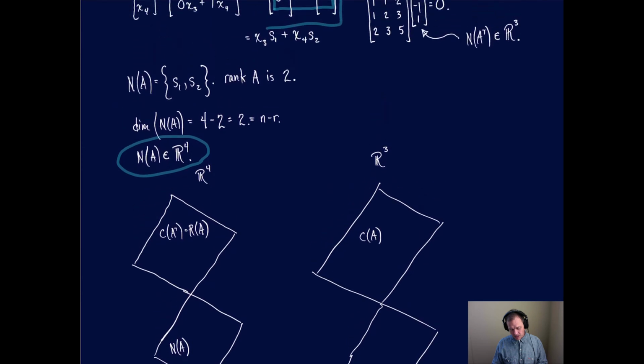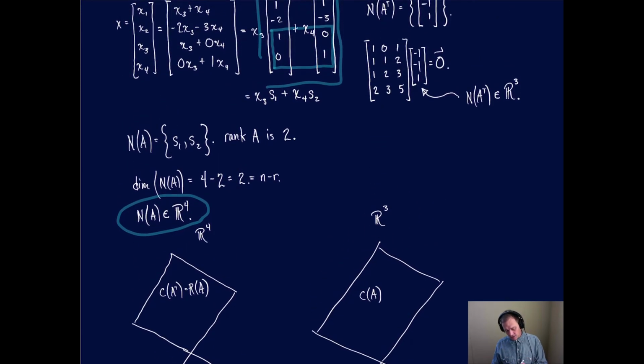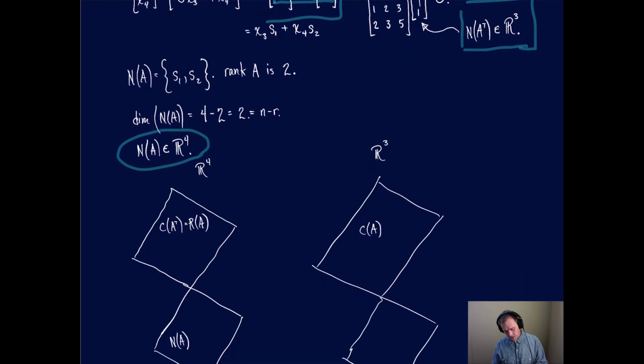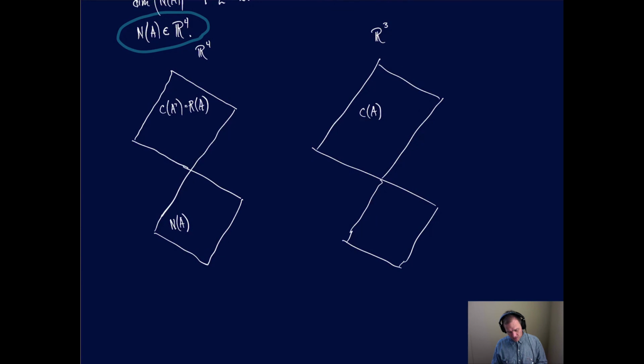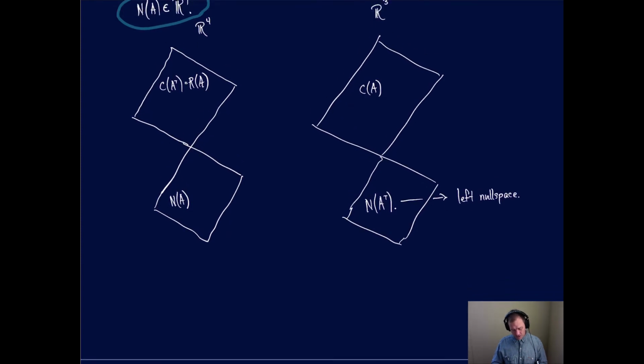The last space that we had was the null space of A transpose. And we said, well, that's in R3. So this is my null space of A transposed. Okay. Now, the null space of A transpose also has another interesting name. Sometimes it's called the left null space. Now, let's see why. Why is it called the left null space?